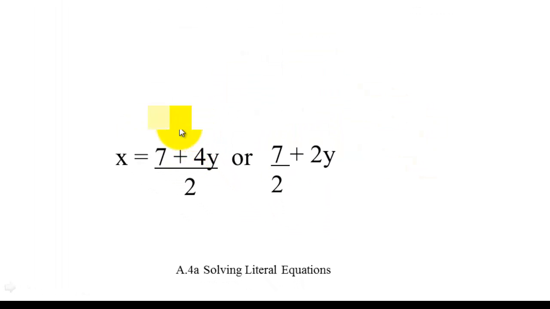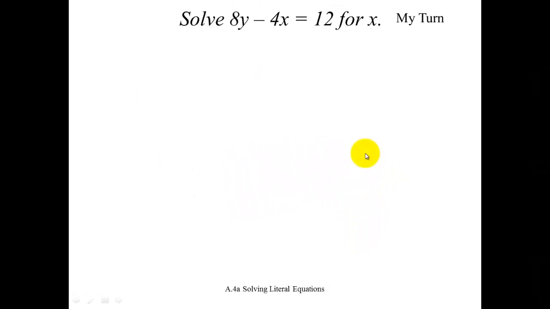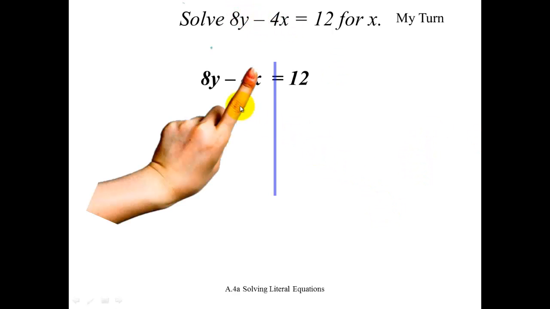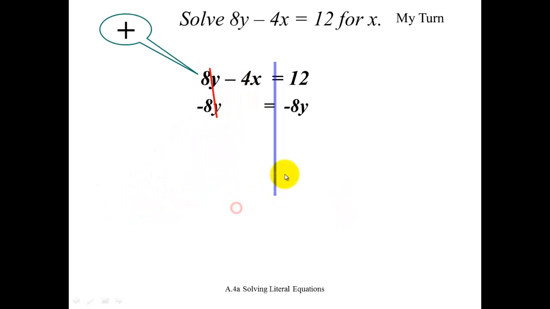The answer that you're going to get is x equals 7 plus 4y divided by 2, or 7 over 2 plus 2y. Let's solve for x given this literal equation. So first, I'm going to subtract 8y to both sides. This will cancel out. I will have here negative 4x. Note these two are not like terms, so you will have 12 minus 8y.